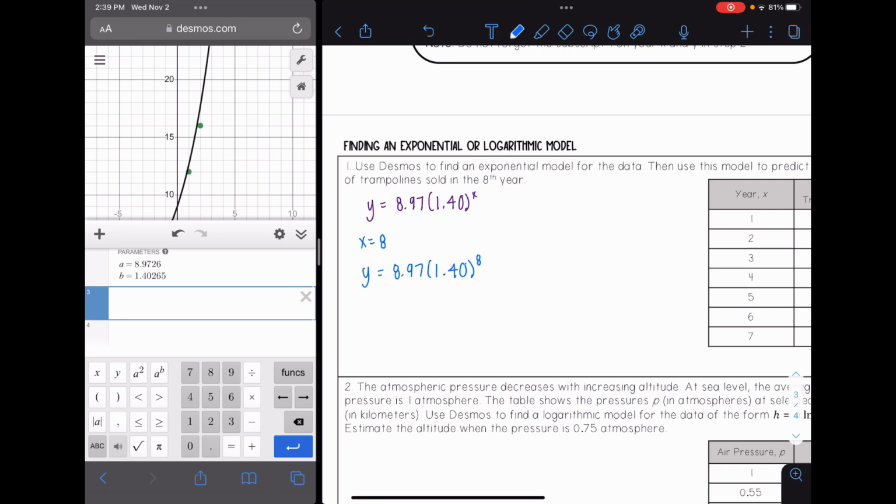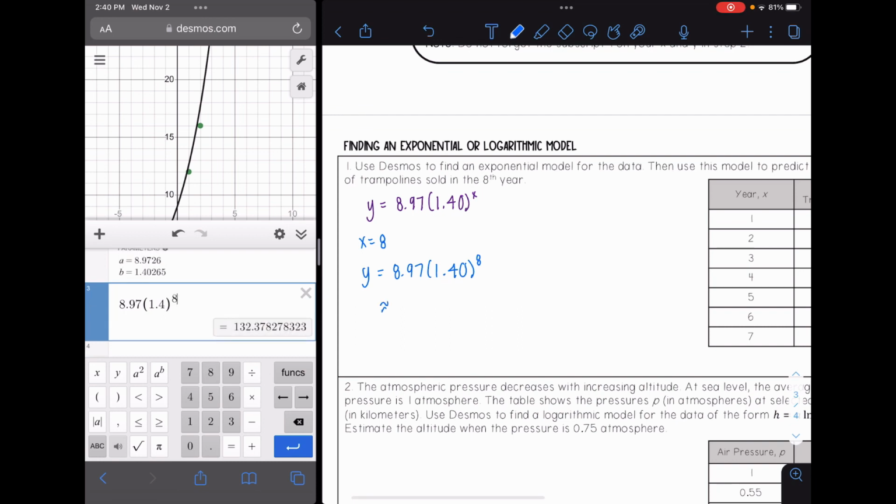And so I can go back to Desmos and make that calculation. So I have 8.97 parentheses 1.4 raised to the 8th power. And if I round that to the nearest hundredth, I get that that is approximately... actually, I'm going to round to the nearest whole number since I can't have a fraction of trampolines. So it's approximately 132 trampolines.